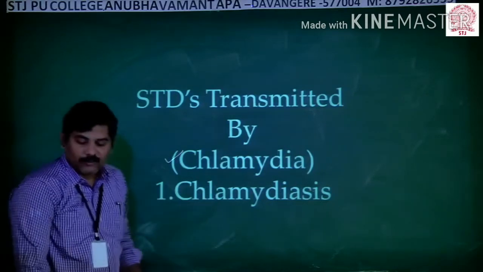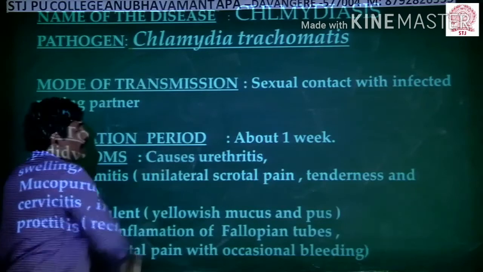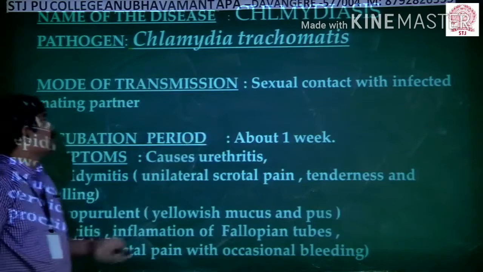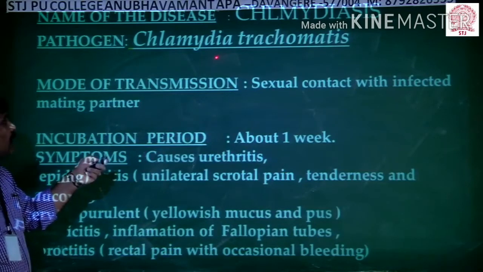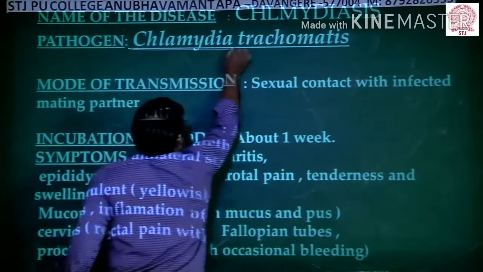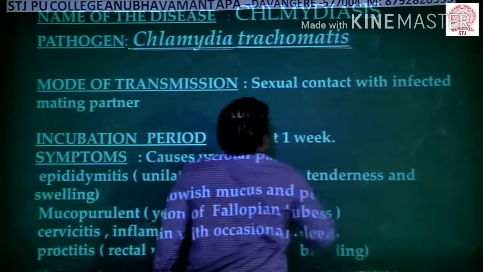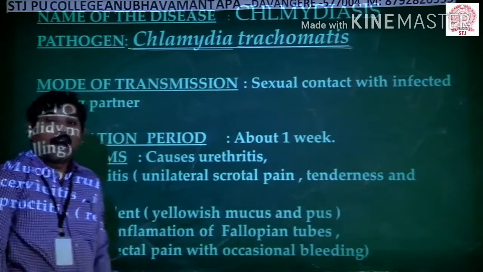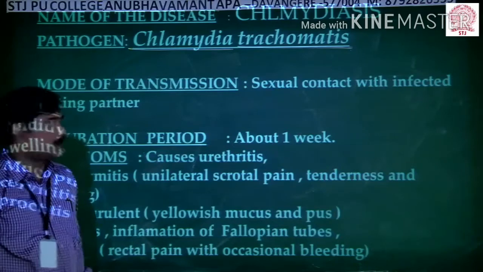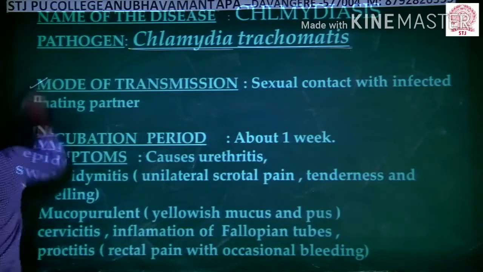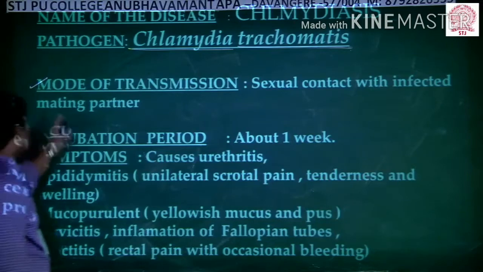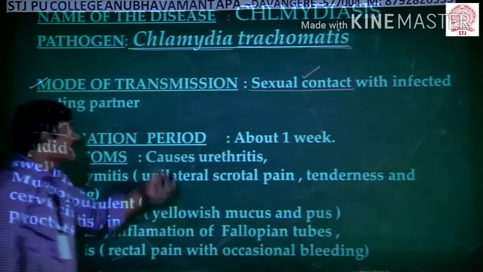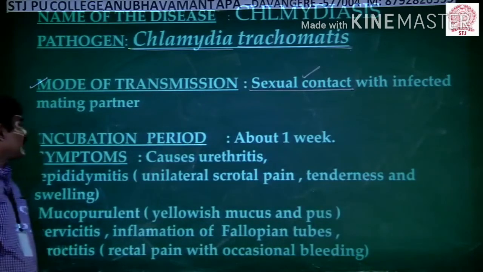Let us see more detailed information regarding chlamydiasis. As you know, chlamydiasis is the name of the disease, and the causative organism is an important thing: Chlamydia trachomatis. Chlamydia trachomatis is the scientific name of this organism that causes this disease in us. Right. Then how does it get transmitted? Only by sexual contact. So it generally gets transmitted by this method.